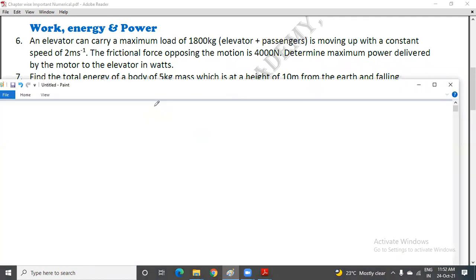An elevator can carry a maximum load of 1800 kilograms. So this 1800 is the total mass of the elevator as well as the passengers. It is moving up with a constant speed, so therefore there is no acceleration. The frictional force opposing the motion is 4000 newtons. Determine the maximum power delivered by the motor to the elevator in watts.